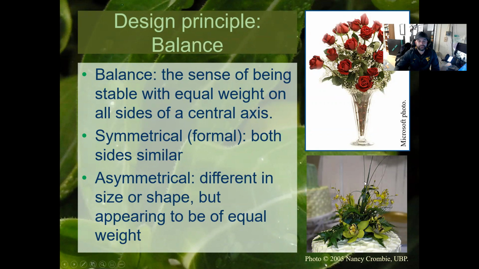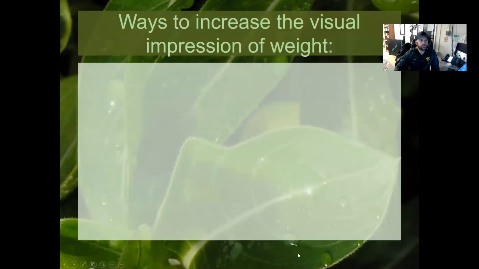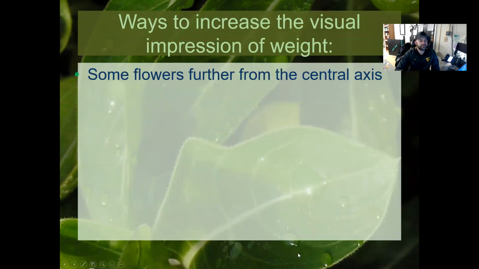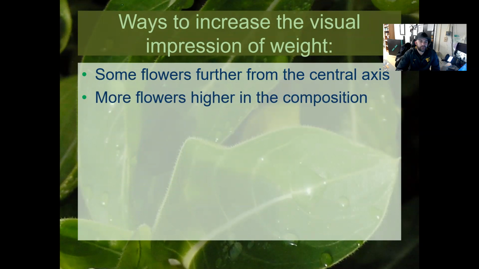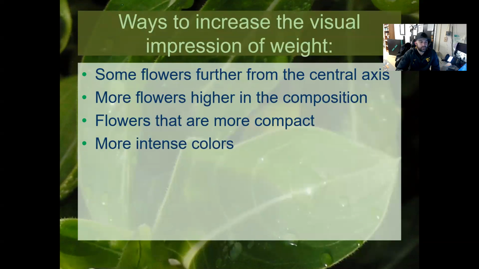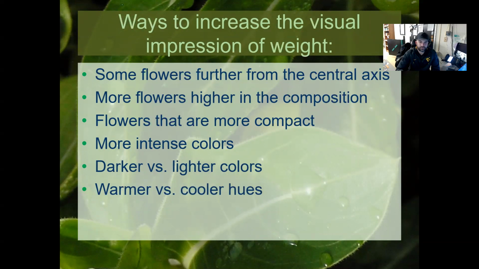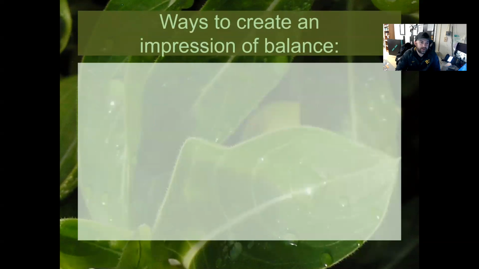While on the bottom, you'll notice that there is more vertical movement on the right side and more horizontal movement on the left side. So, ways to increase the visual impression of weight: some flowers further from the central axis, more flowers higher in the composition, flowers that are more compact, more intense colors, darker versus lighter colors, warmer versus cooler hues. And we'll take a look at those in a moment in a design.